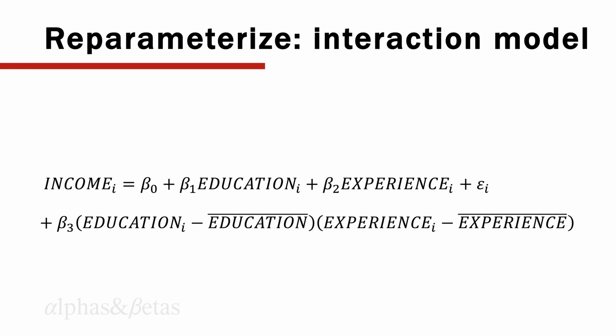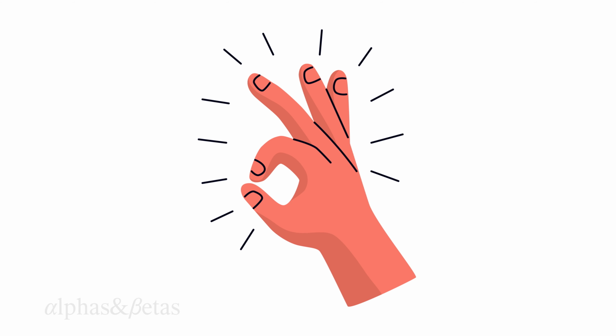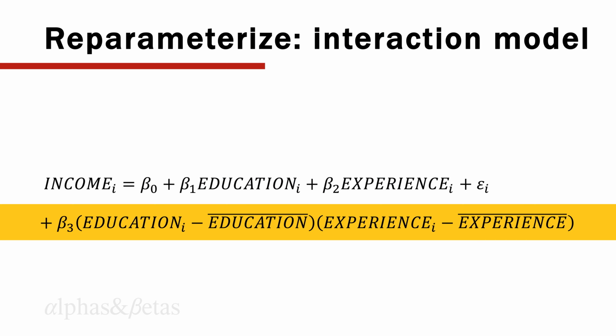Similarly, we can reparameterize a model with interactions by centering the interaction term at the mean. To do this, we create two new variables: years of education minus the average number of years of education, and years of work experience minus the average number of years of work experience. Adding or subtracting a constant from regressors does not influence the linear regression model, as the constant doesn't affect the partial effect when taking the derivative.